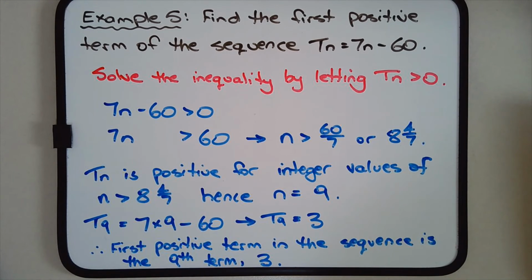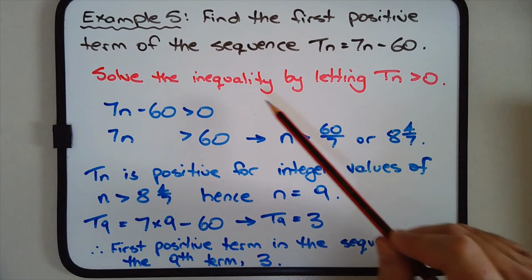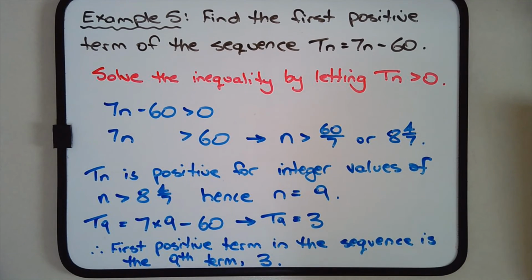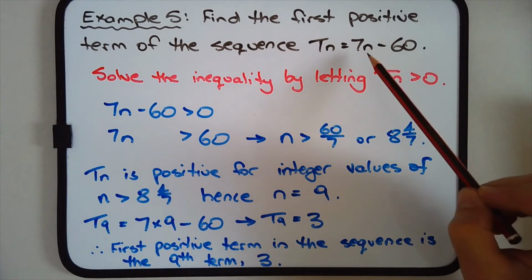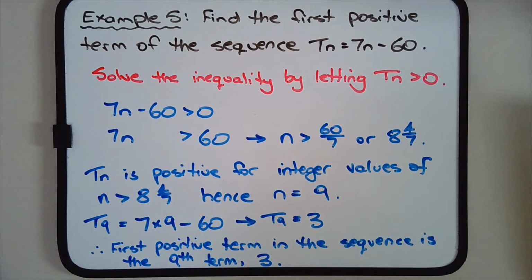Example 5. Find the first positive term of the sequence Tn equals 7n minus 60. The strategy here is to solve the inequality by letting Tn greater than 0, and then finding an integer value of n such that 7 times that value of n minus 60 will give you the smallest possible positive Tn.